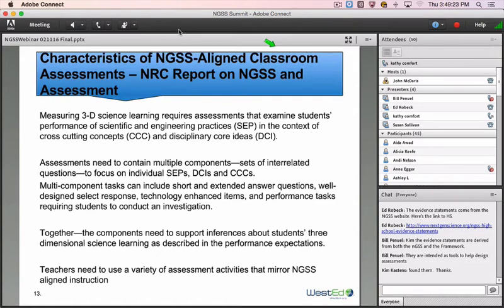We are also using an evidence-centered design approach in developing the assessments so that we can look at what is the claim, what is the knowledge we want students to have and how we want them to know it, what is the evidence and what will we accept as evidence, and what is the task and how will it elicit the evidence that we're looking for in the students. And then also in terms of classroom assessments, teachers, as was also mentioned in his presentation, need to use a variety of assessment activities that mirror the NGSS-aligned instruction.